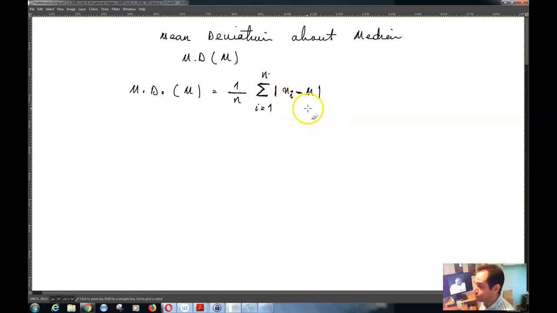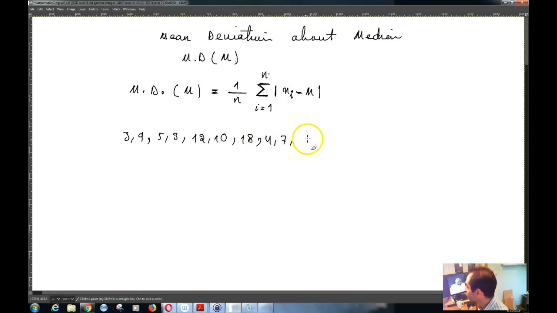What that means is that first you need to find the median of your data. Now suppose that your data is 3, 9, 5, 3, 12, 10, 18, 4, 7, 19, and 21.